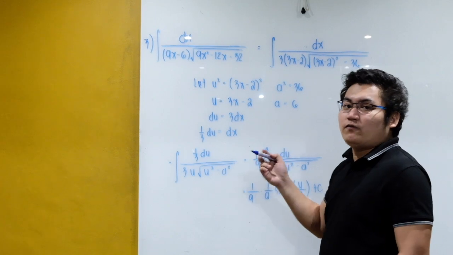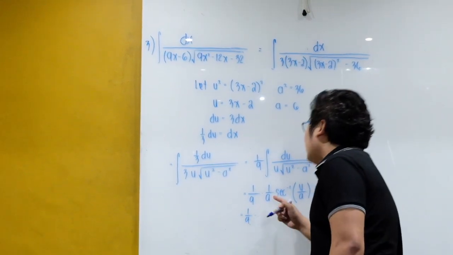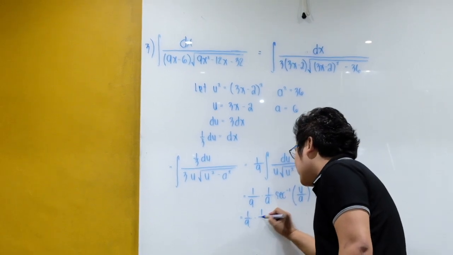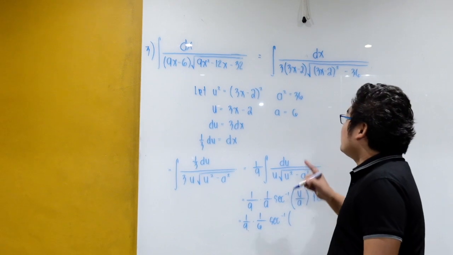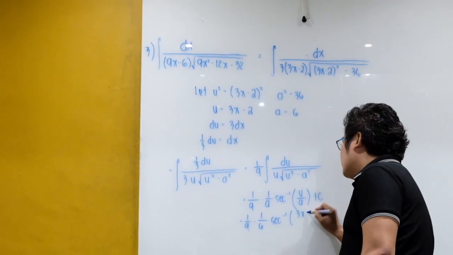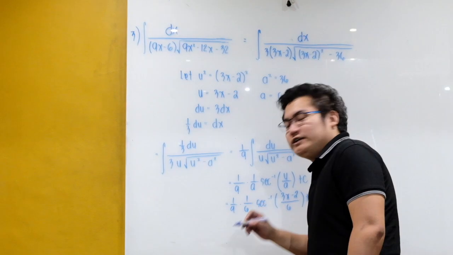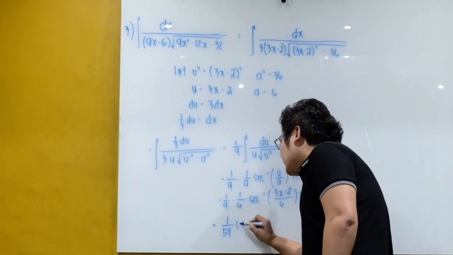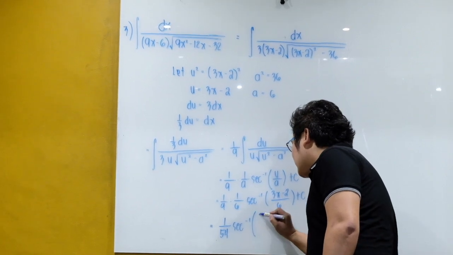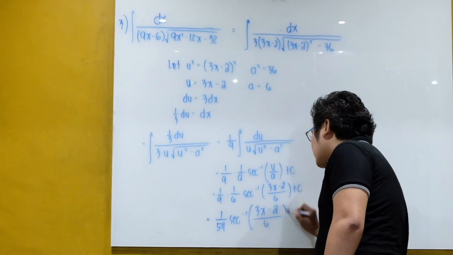Substituting the values for u and a, this will become 1 over 9 times 1 over 6 secant inverse of 3x minus 2 over 6 plus c. So this will now become 1 over 54 secant inverse of 3x minus 2 all over 6 plus c.